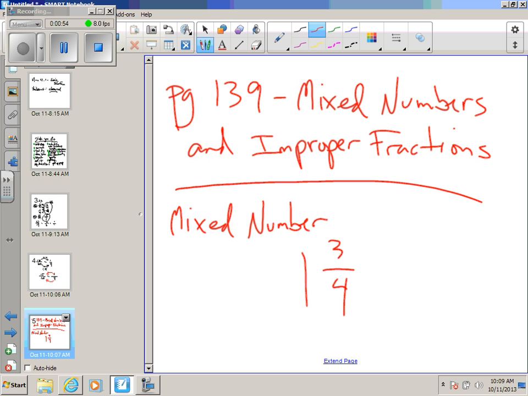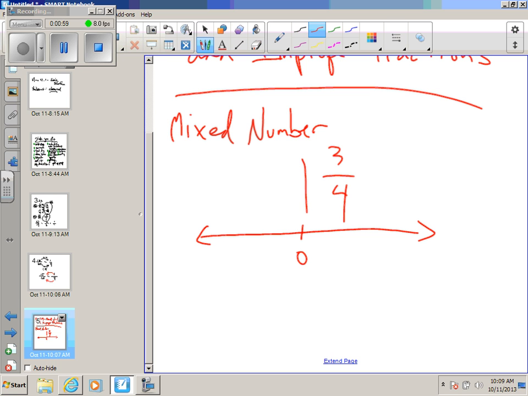If I were to put this on a number line, where would I put 1 and 3/4? Maddie? Okay, well let's put a 1 here, let's put a 2 here. Where would 1 and 3/4 go? Willie? If this is halfway between, it would go halfway to the half, right? So 1 and 3/4 is closer to 2 than it is to 1, right?